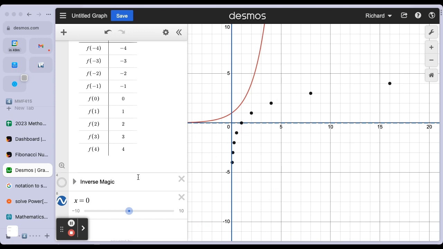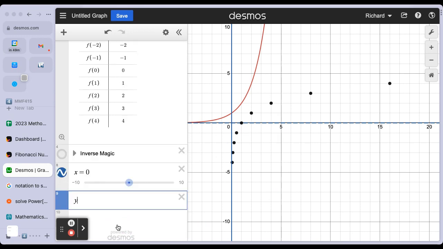It is the flip of this. As usual, we can put the line of symmetry here as y equals x. We can see that this has flipped over here. We can see the y-intercept is now an x-intercept. The horizontal asymptote has turned into a vertical asymptote. So all of these things make sense in terms of what we've seen before in inverses.